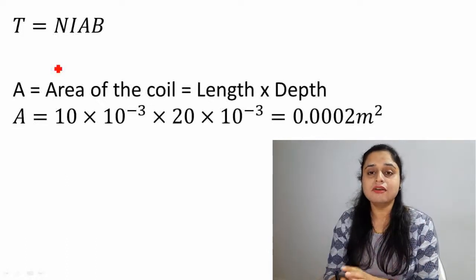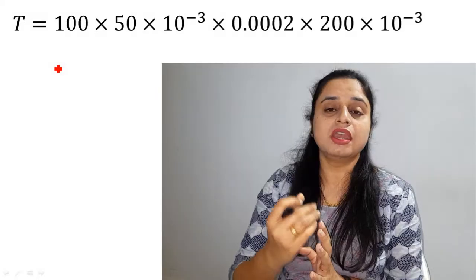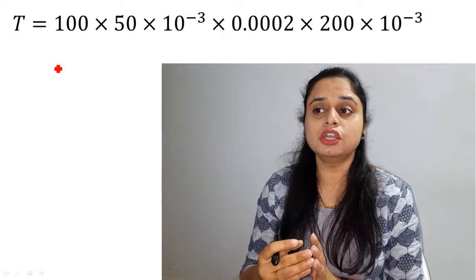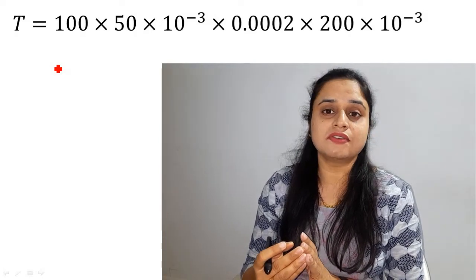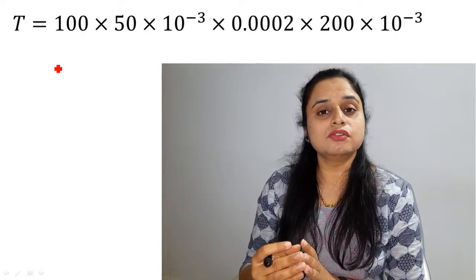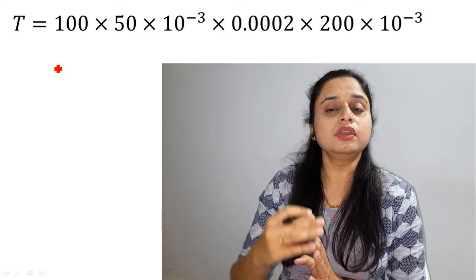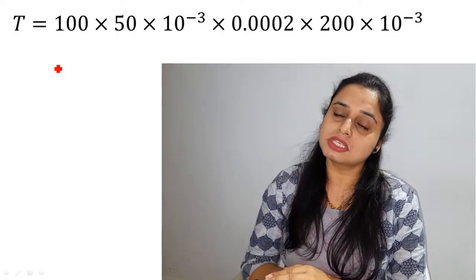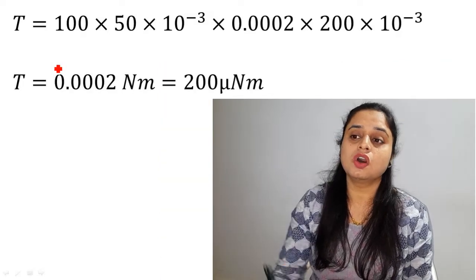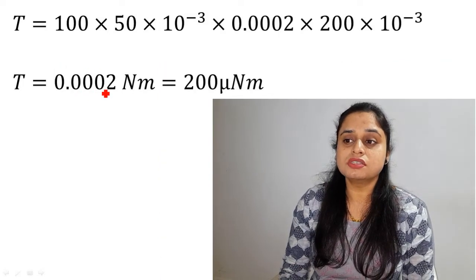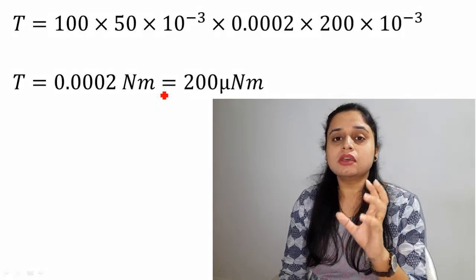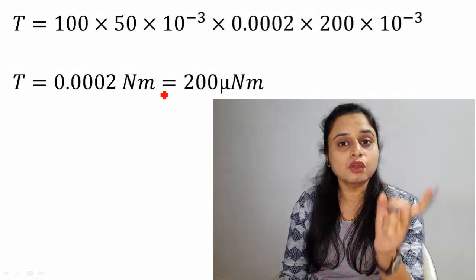Now we know the number of turns, the current, the area and the flux density. Now substitute all the values in the torque equation. Now the torque equation becomes this one, that is the 100 into 50 into 10 to the power minus 3, that is the value of the current, 0.0002, that is the value of the area, and 200 into 10 to the power minus 3, that is the value of the flux density. After calculating all the values, what we will get? The torque as 0.0002 Newton meters.